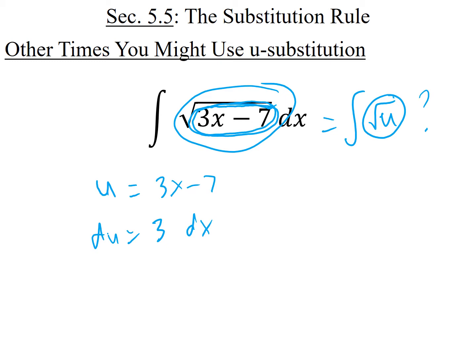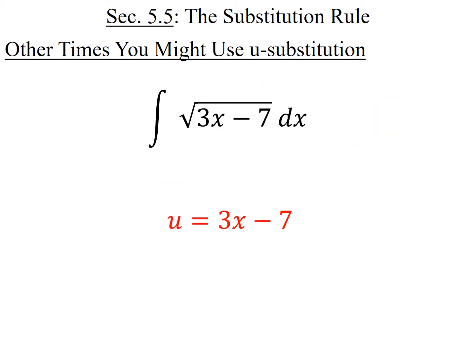Okay, so one more time. If you make u some big mess whose derivative is just a number, that might be something to try. You don't need the derivative to be somewhere else because the derivative is just a number, and the number you don't care about. So for this one, u is going to be 3x minus 7.